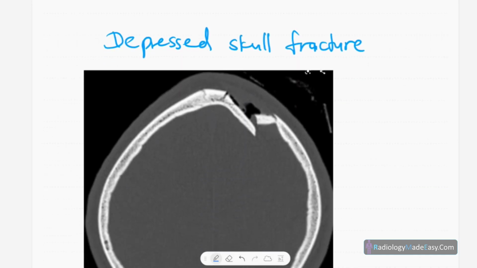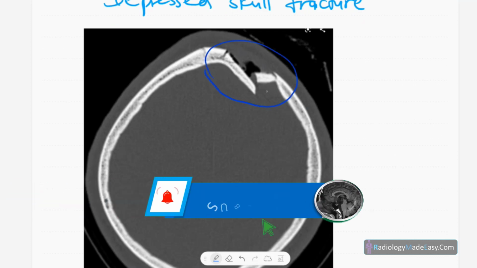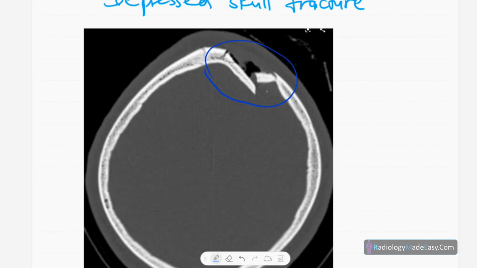Next one is fractures. It's a bone window. You can see a depressed skull fracture. That's an advantage of the bone window. You can see it's a comminuted fracture. You can see some low attenuation air pockets also.